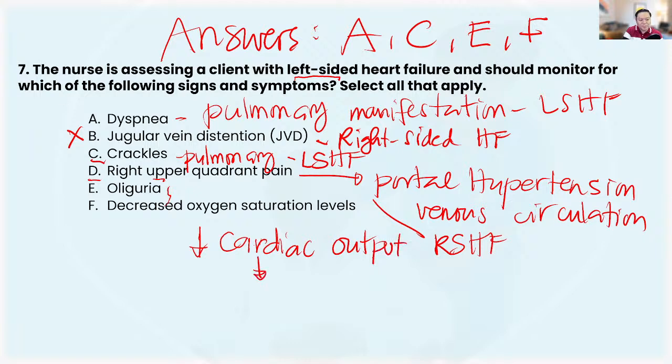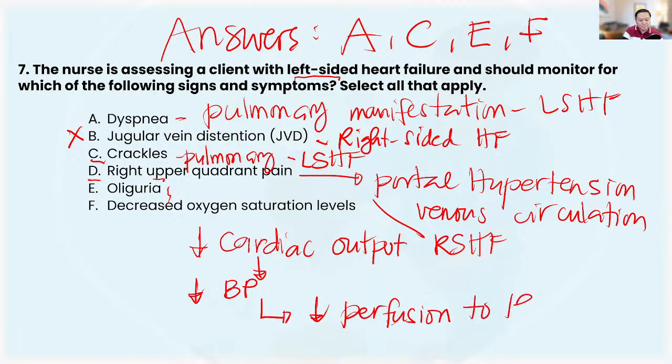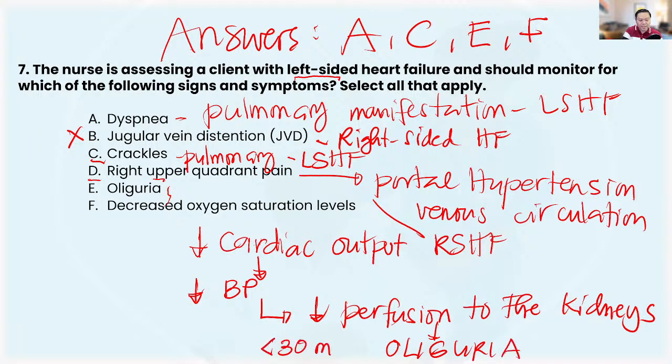what's going to happen to the blood pressure? The blood pressure is also going to be decreased. It will decrease perfusion to the kidneys. And what do you think will happen if there is decreased blood flow to the kidneys? Well, yeah, oliguria. The patient's urinary output will be less than 30 mLs per hour. Okay? Oliguria, because of the decreased perfusion to the kidneys.